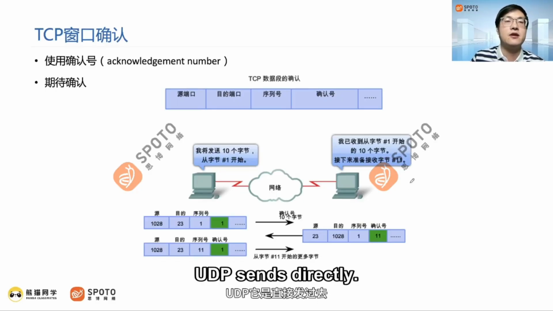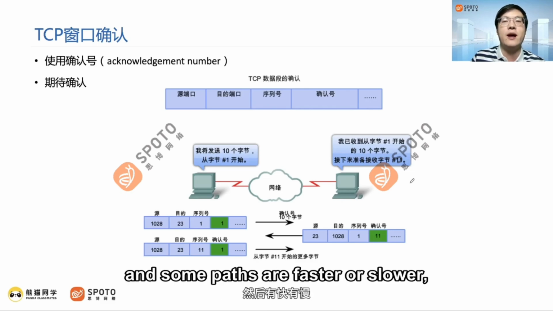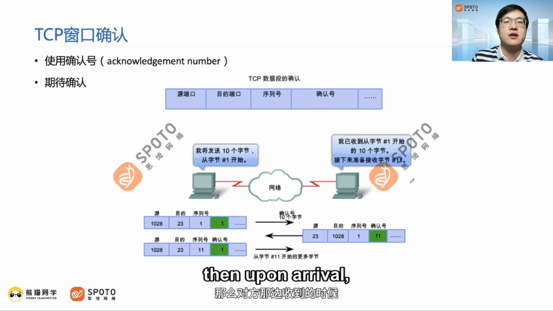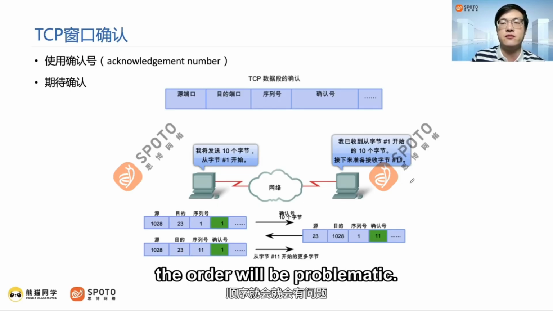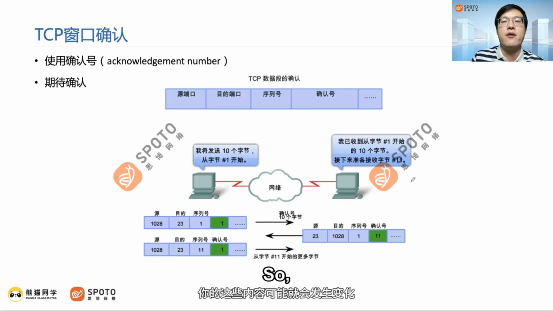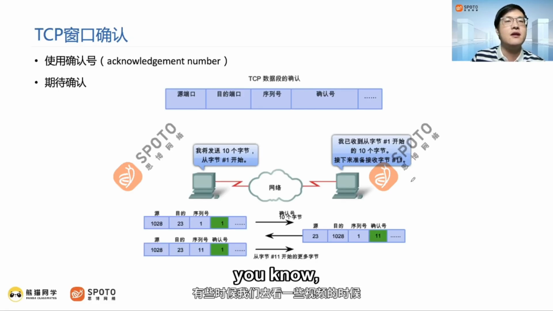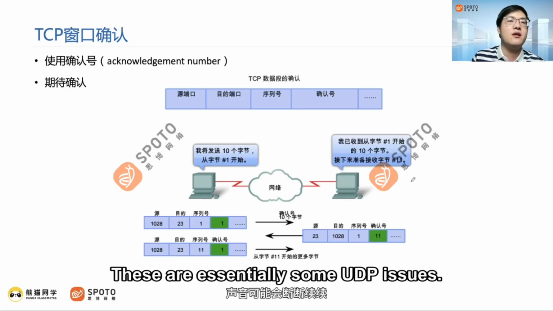But UDP is different. UDP sends directly. If the intermediate network uses load balancing and the paths differ, then upon arrival the order will be problematic. And when problems arise, your content might get altered. So, sometimes when we watch videos, the screen may glitch or the audio may be choppy. These are essentially some UDP issues.